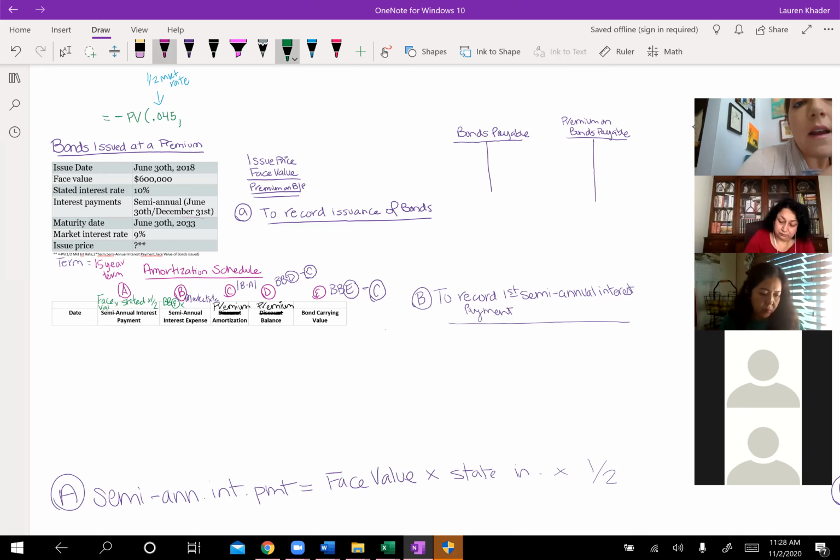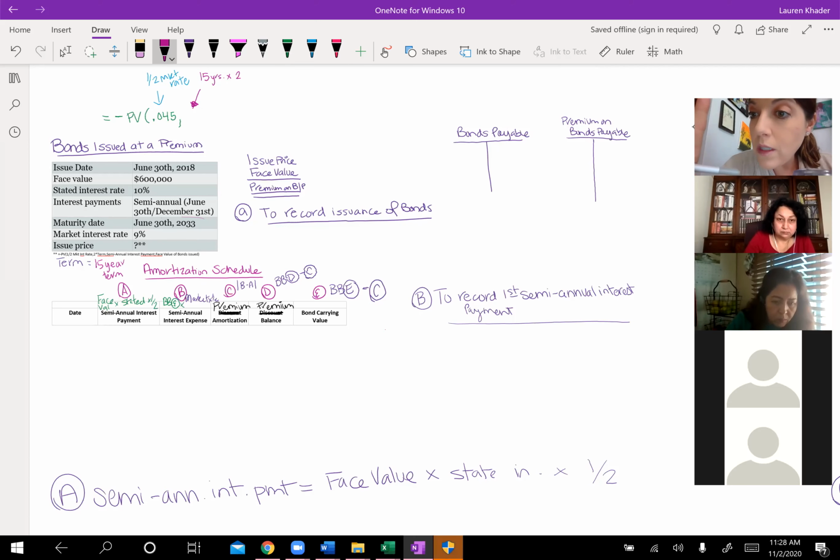The second number that we're going to include is the number of payments. We're going to take our term and multiply that times 2 because these bonds pay interest twice per year. If these bonds only paid interest once per year, then you're going to put only the term here. So 30 is going to be the number of payments, comma.